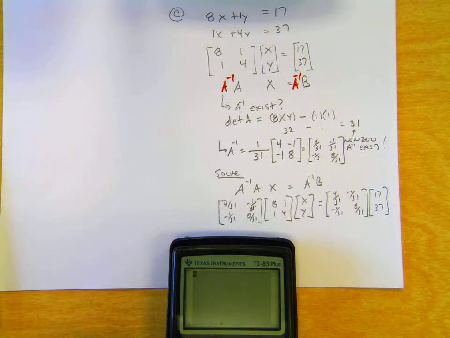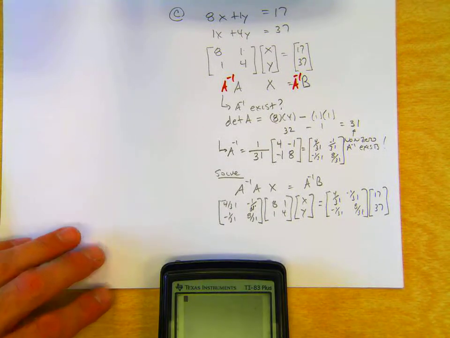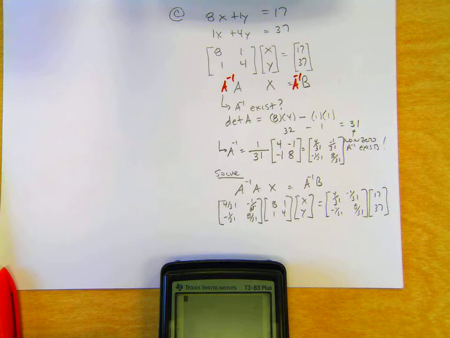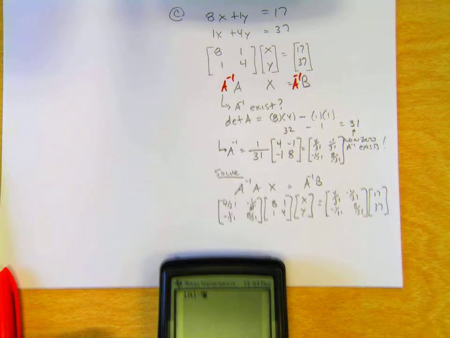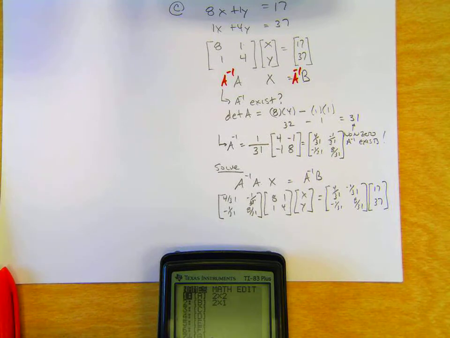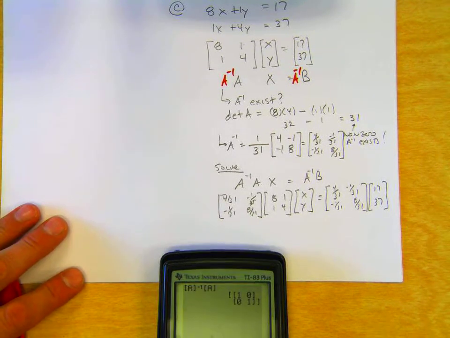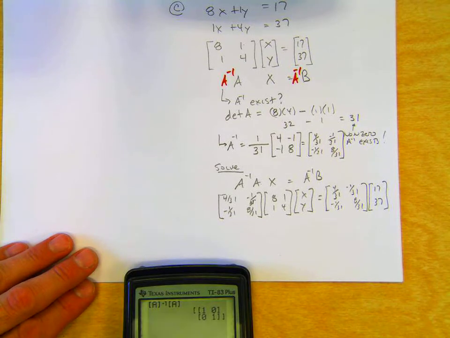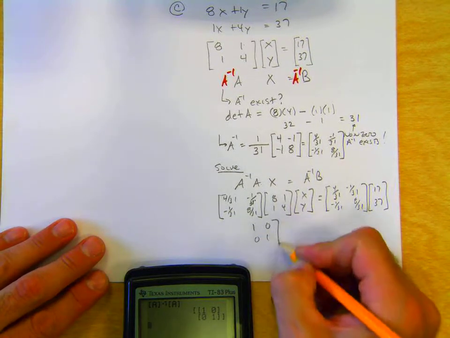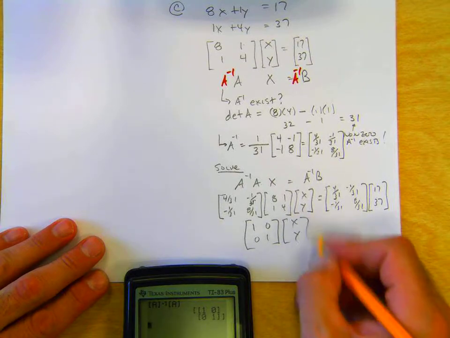Here we go. Second matrix, A is a 2 by 2, and it is 8, 1, 1, 4. Go into matrix, edit matrix number B, and that's 2 rows, 1 column, 17 and 37. There we go. So let's do this first. A inverse times A. So matrix A inverse times matrix A. And it looks like we get 1, 0, 0, 1, which is the identity matrix. And so that's basically 1.